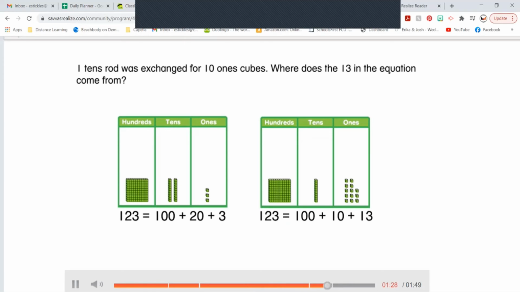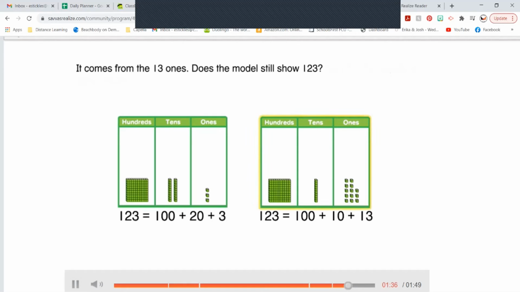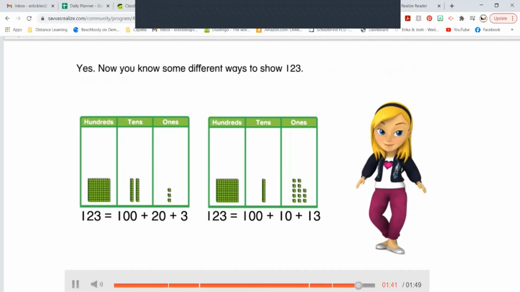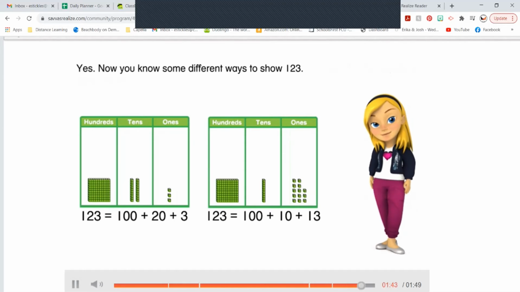Where does the 13 in the equation come from? The 13 comes from the extra 10 from the 10 rod that we don't have and the 3 ones. It comes from the 13 ones. Does the model still show 123? Yes. Now you know some different ways to show 123.